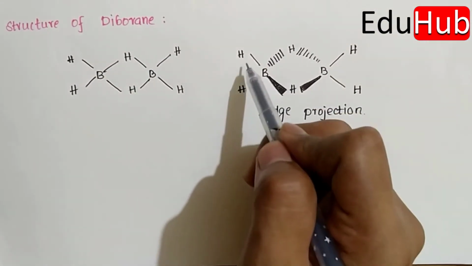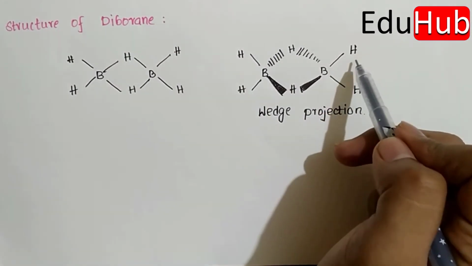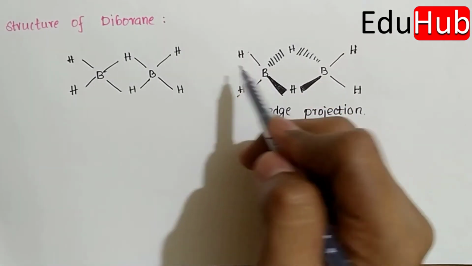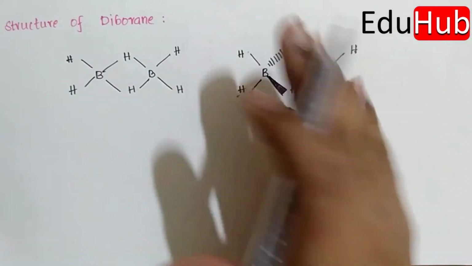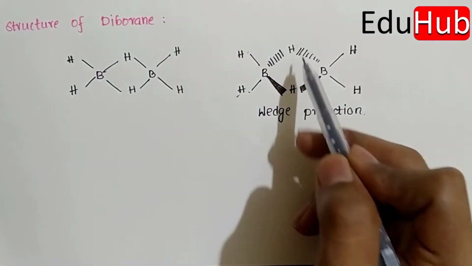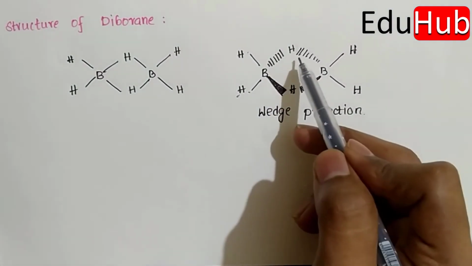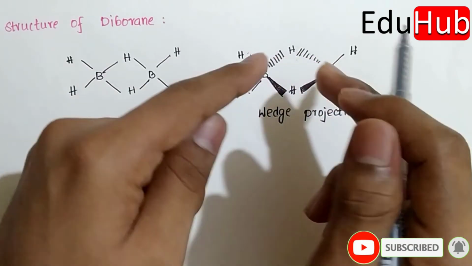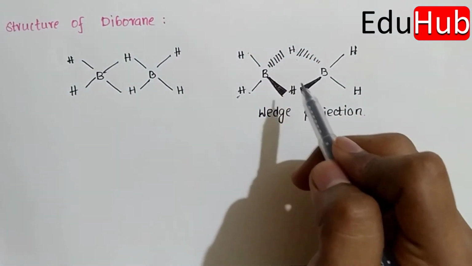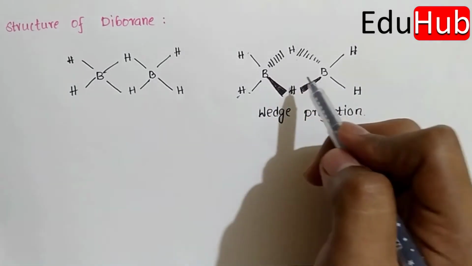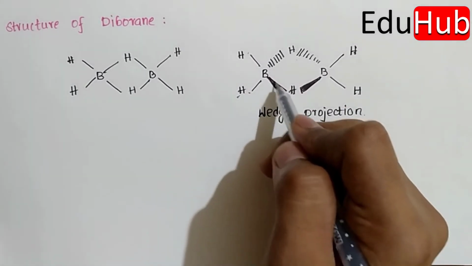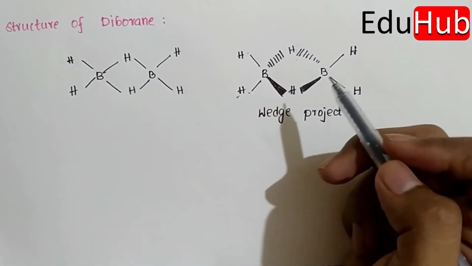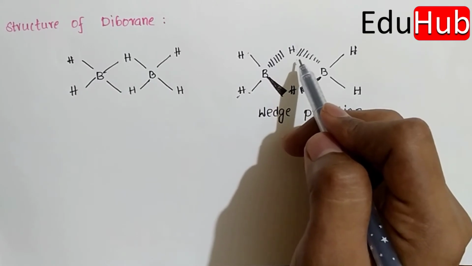The structure of diborane consists of 4 hydrogen atoms in the same plane, that means 1, 2, 3, 4. These 4 hydrogen atoms are in the paper plane. That means they are in this plane. And these 2 hydrogen atoms are out of the page and into the page. This hydrogen atom is like this and this hydrogen atom in the same way is out of the paper, that means inside the paper. This wedge indicates it is out of the paper and this indicates into the paper. These are also called bridge atoms.